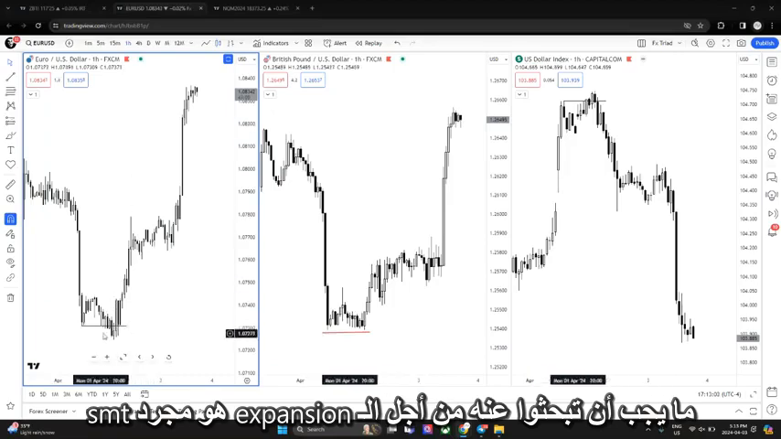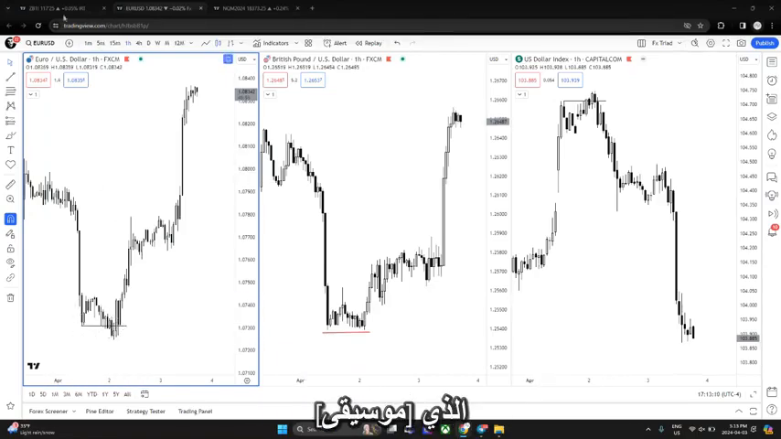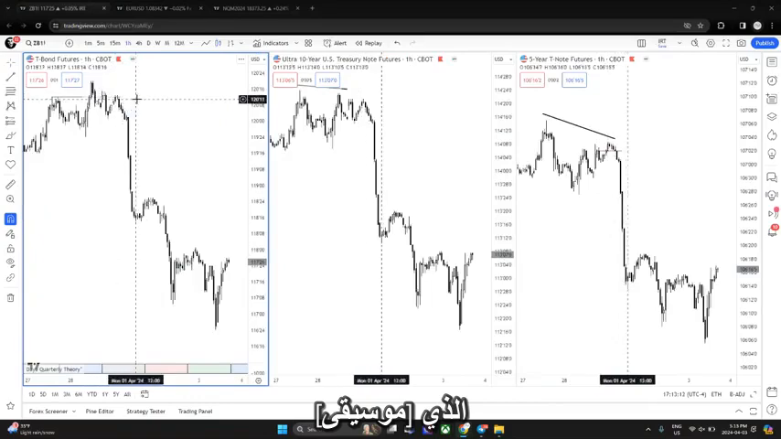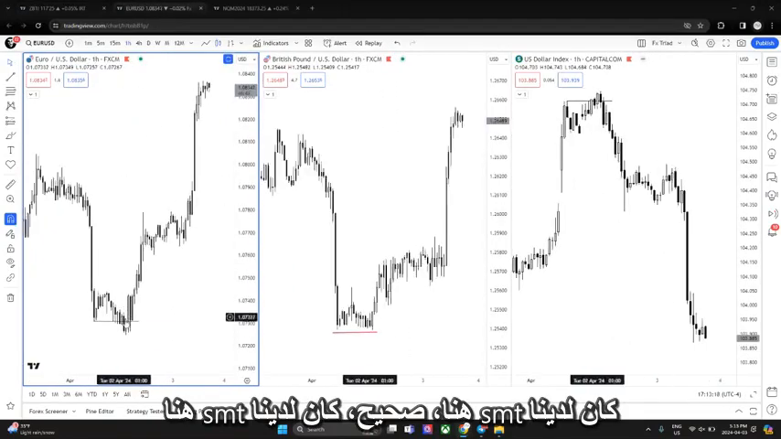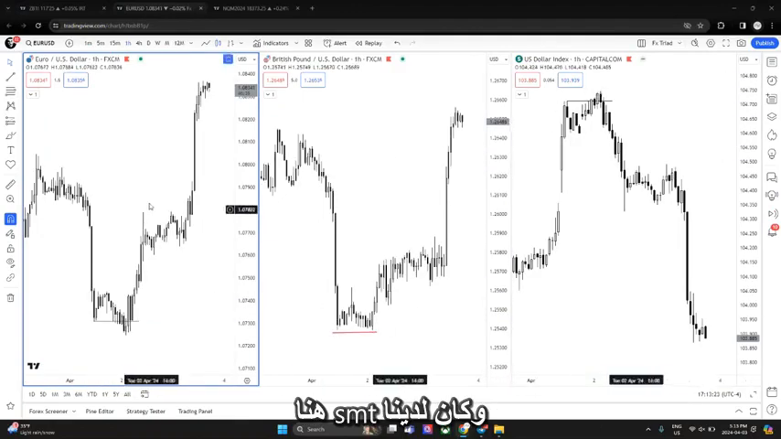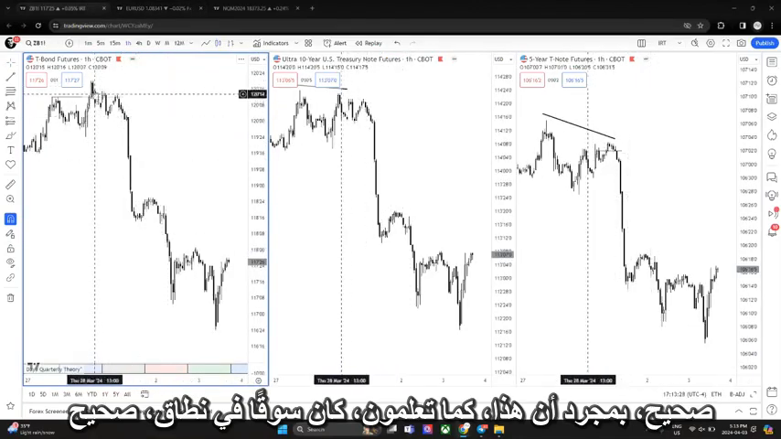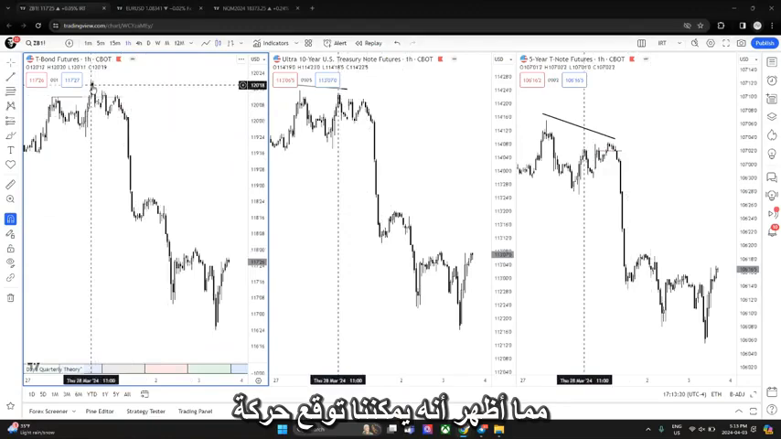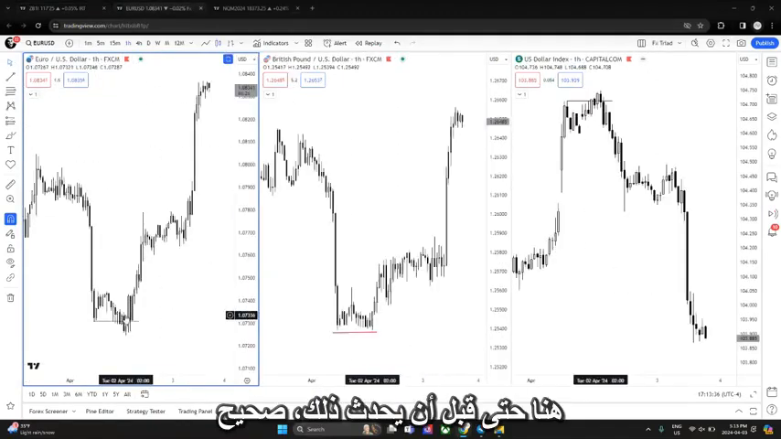expansion is just SMT occurring around the same time. So for example, here, we had SMT here, right? We had SMT here, and we had SMT here. This was a ranging market, which showed that we could expect movement here before this even happened.